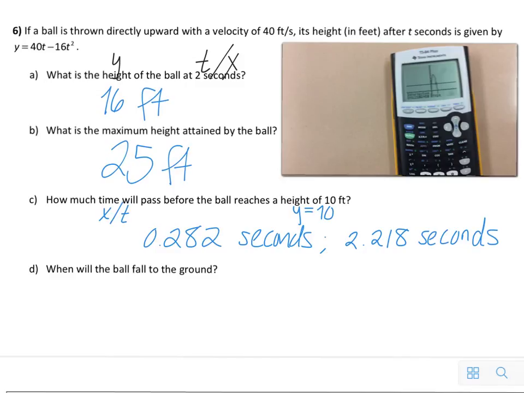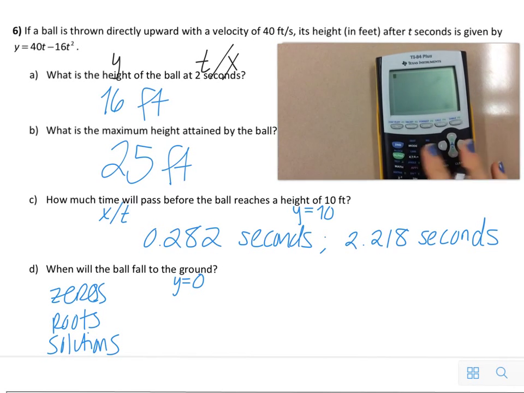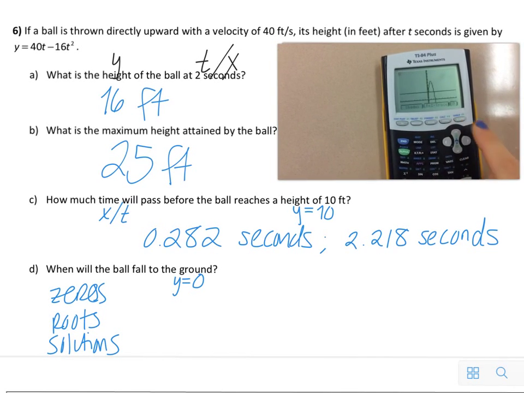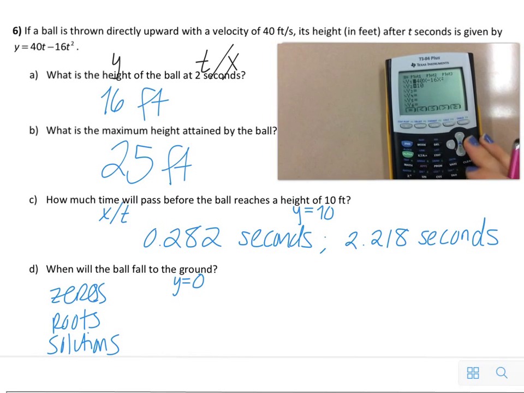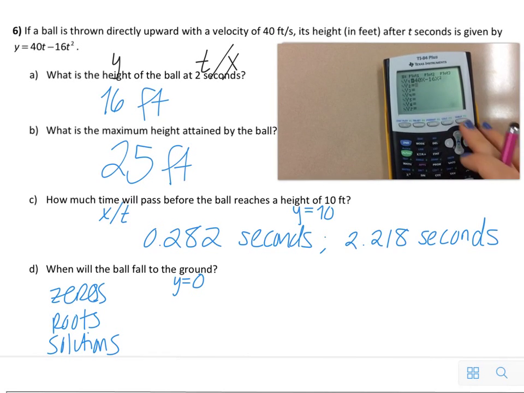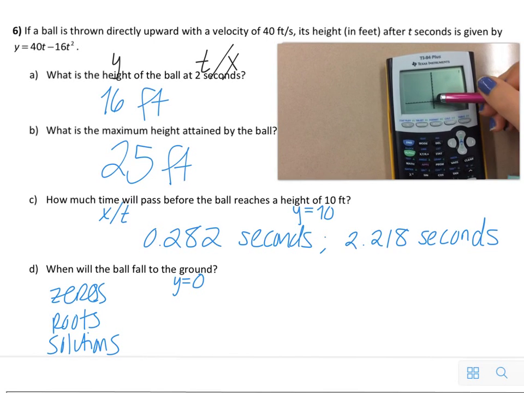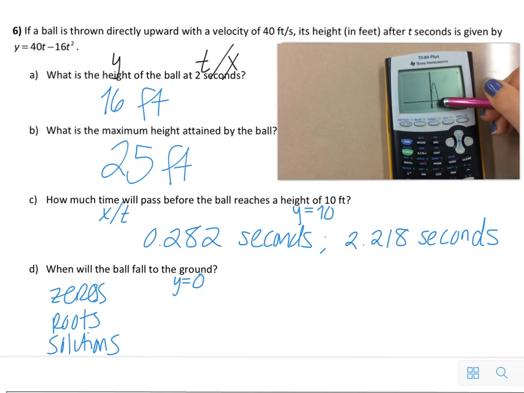And now for part D: when will the ball fall to the ground? When we're at the ground, that means our y value equals 0. So we're going to be looking for what we've already called our zeros, or our roots, or solutions, whenever our y value equals 0. If we take a look at our graph, I don't need this y equals 10 anymore, so I can clear that out.